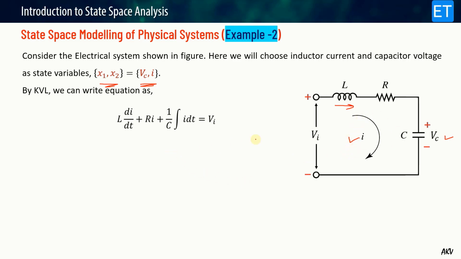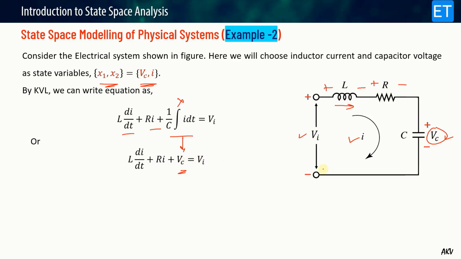So this is the KVL: L di by dt, that is the voltage across inductor, plus IR, voltage across resistance, and the voltage across capacitor is 1 upon C integral I dt, equal to the input voltage Vi. So it's a simple KVL. But consider one thing, because I have to write the state equation. In the state equation there is no integral term, so I have to remove it. How can I remove it? Simply, instead of writing 1 upon C integral I dt, I will write Vc in place of it. Now in this equation you can see that there is no integration term.